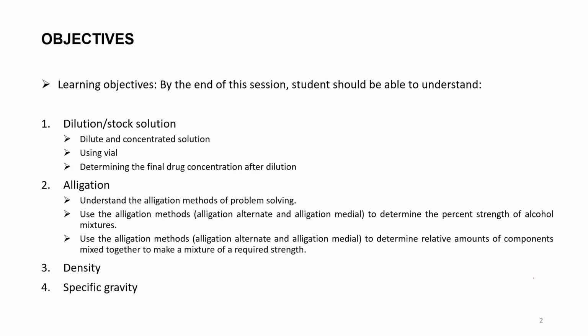The second learning objective is about alligations. There will be two types of alligation that you will learn further, which are the alligation method and alligation alternate. In the alligation method, you must understand the purpose of the method, and you can use it to solve problems. You can also use the other method, alligation alternate, to determine the relative amount of the components that need to be mixed to make a required strength of a mixture.